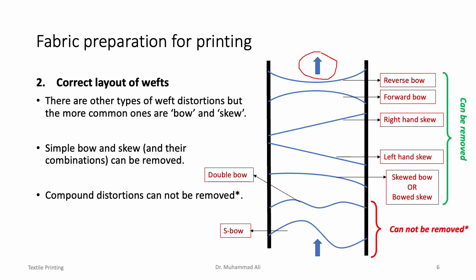And these two are generally considered to be permanent or they cannot be removed. However, I've put an asterisk over this point because these days there are certain devices which are claimed to be able to remove these distortions from weft threads. We are going to look at this in greater detail in the next lecture when we discuss removal of weft distortions from the fabric.